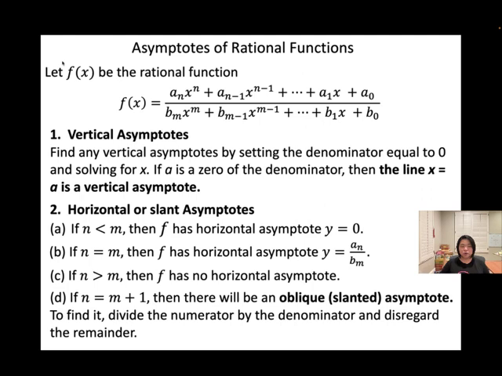D, if n equal to m plus 1, okay, when n is equal to m plus 1, then there will be a slant asymptote. To find it, divide the numerator by the denominator and disregard the remainder. So we're going to divide p of x by the denominator, q of x, and then we just ignore the remainder.